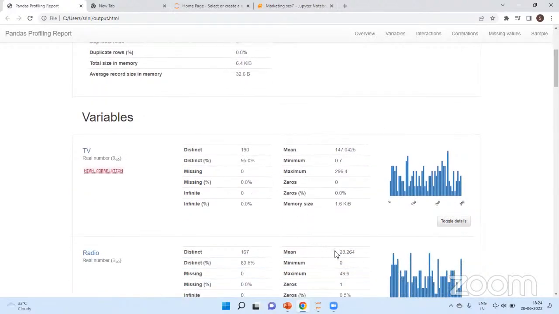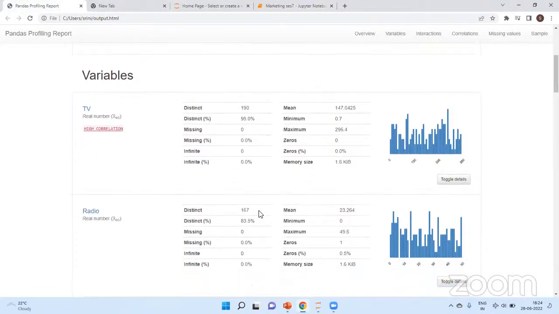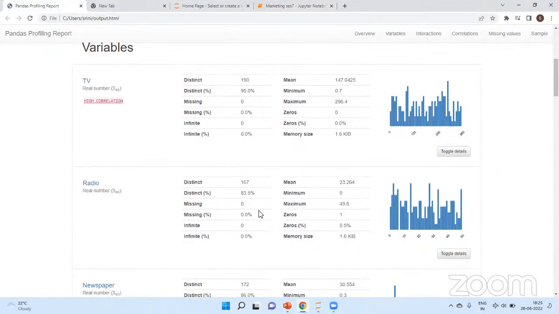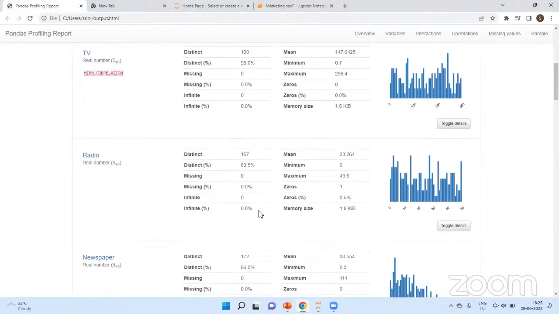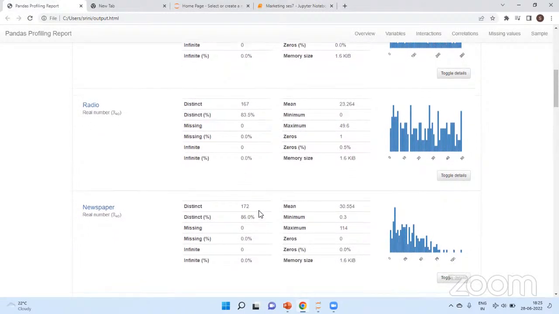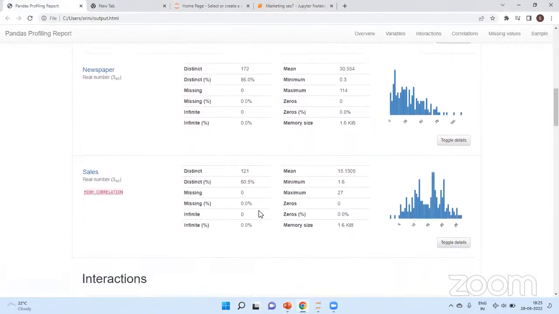Next, coming to variables, TV: distinct value is 190, distinct percent is 95, missing 0. That is a univariate analysis on TV, with mean, minimum, maximum, zeros. Next, the radio column, newspaper, and also sales.